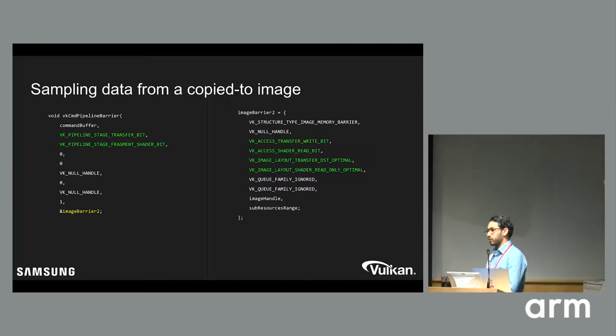Then for the barrier right before sampling, to make sure that the copy completes, we specify the transfer stage as the source stage because we want to wait for that to complete. Once that completes, we unblock the fragment stage where the sampling will happen. We were doing a transfer write, and we'll be doing a shader read, so sampling from the image. In this case, we can't specify undefined as the layout since we'd be discarding the data. So we specify the old layout and transition to the new one.